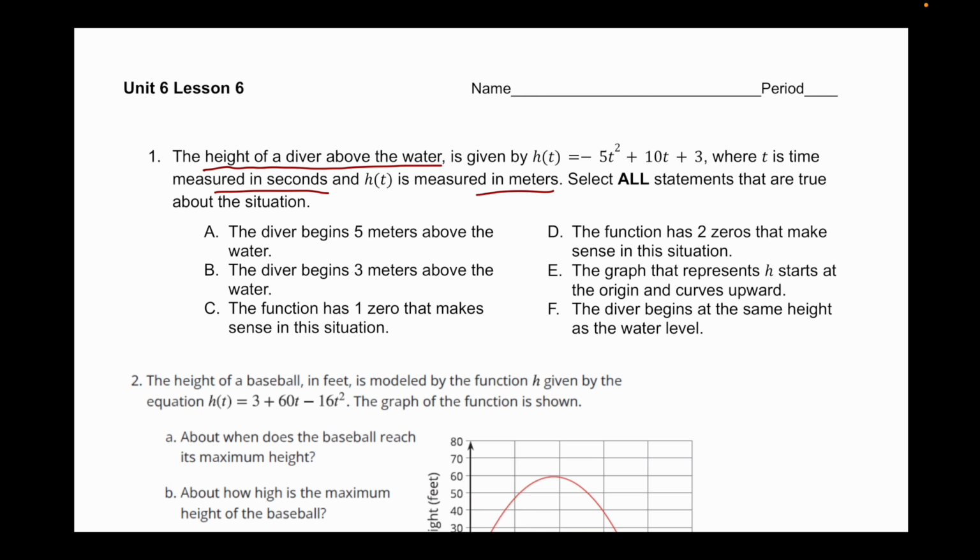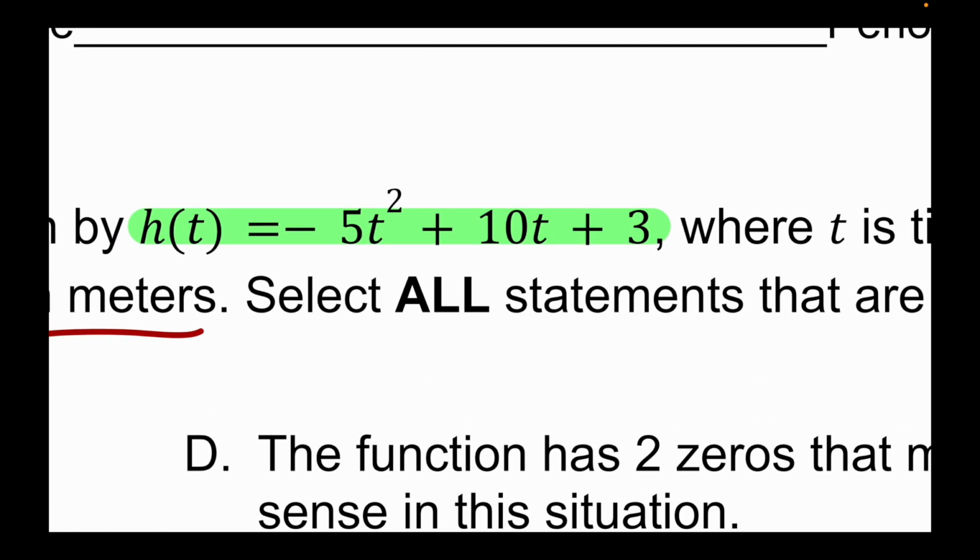So I'm going to highlight here our function equation because this is what we're looking at. We want to use this to figure out what is true here. So let's look at our first option. The first option here says the diver begins 5 meters above the water. And then our second option says the diver begins 3 meters above the water. So let's look at 5 and 3. In our function here, we have a 5 and we have a 3.